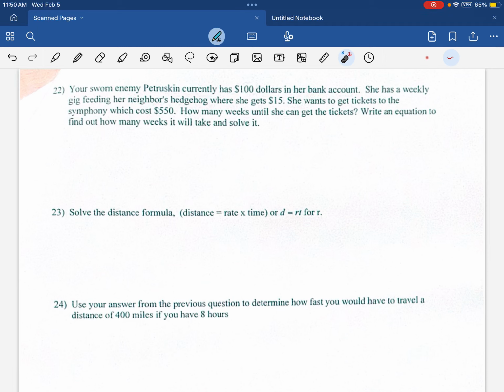All right, I'm looking right now at problem 22. I'll read it out. My sworn enemy, Petruskin, currently has $100 in her bank account. She has a weekly gig feeding her neighbor's hedgehog where she gets $15. She wants to get tickets to a symphony which cost $550. How many weeks until she can get the tickets? Write an equation to find out how many weeks it will take and solve it.